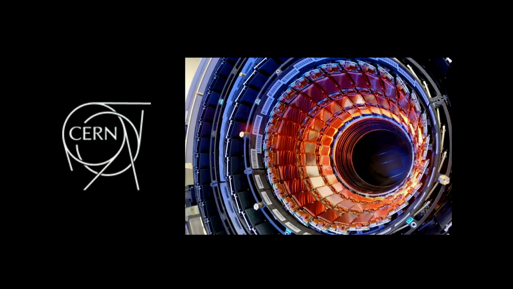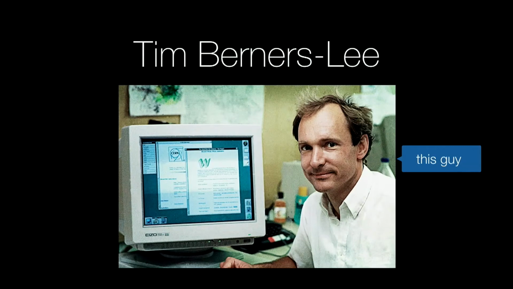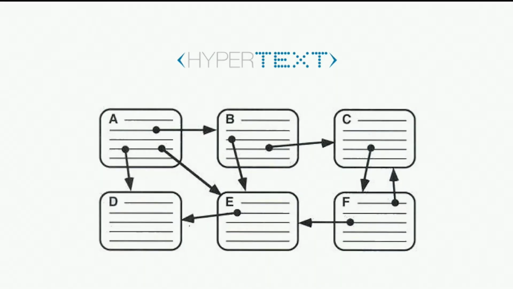And at the CERN Particle Physics Laboratory, future home of the Large Hadron Collider, this fella created the World Wide Web, and with it the HTTP protocol and HTML. He created it for sharing scientific documents in hypertext, the HT in HTML. Who knows what hypertext is? It allows documents to link to one another, and that's still fundamentally what the web is, only those linked documents can contain a lot more than just text. But in the beginning, there was only hypertext.